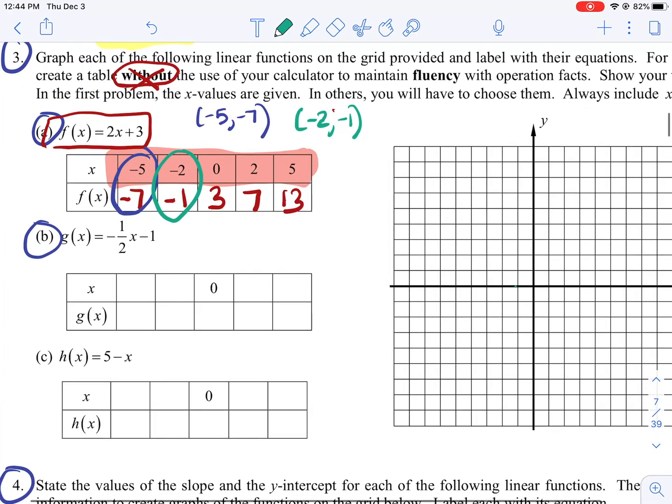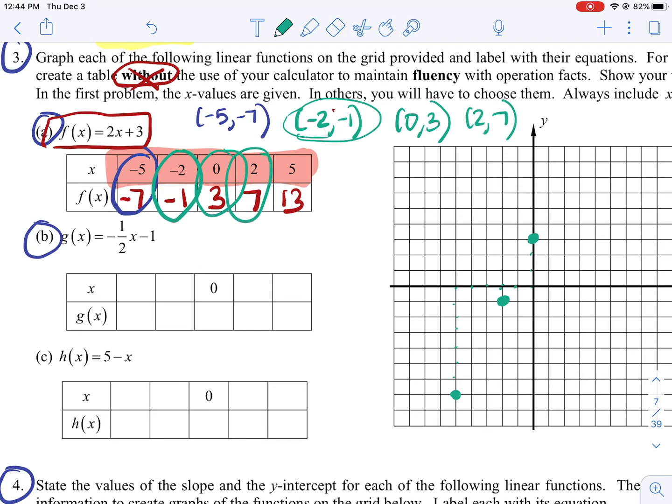So -5, 1, 2, 3, 4, 5, -7, 1, 2, 3. That's our first point. -2, -1, 1, 2, -1. Okay, our next point, 0, 3. So 0, 1, 2, 3, 2, 7, over 2, up 1. And then our last point, 5, 13. And 5, 13 is actually going to go way off the graph. So I'm not even going to plot that one.